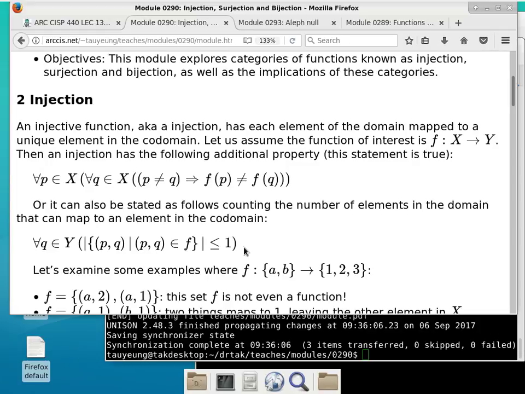So what does it mean? It says for every Q in Y, so everything in the codomain, Q is already fixed at this point. Pick out all the elements in F that end with Q as the second element. That set has to have a cardinality of only up to 1. That is injectiveness. Does it make sense to you?